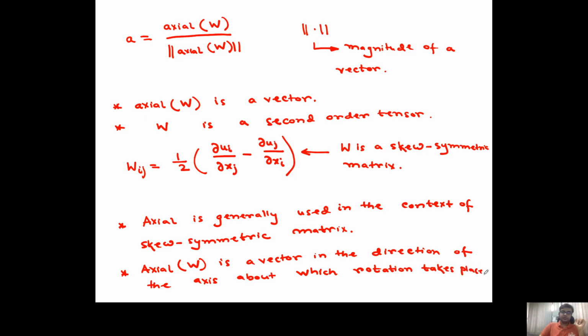So that is what axial of W is, in a theoretical sense. But now we will be looking into axial of W in a mathematical way. So given these points, we are going to look into axial of a skew symmetric matrix in a mathematical way. This is what we are going to talk about now.